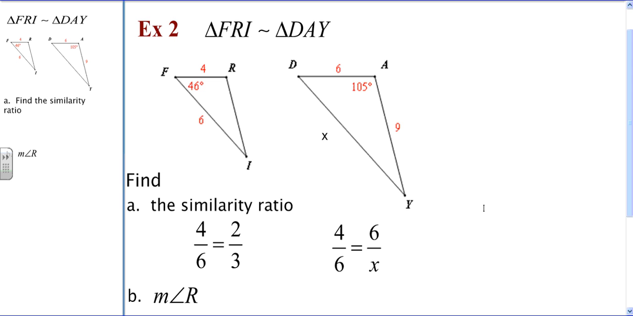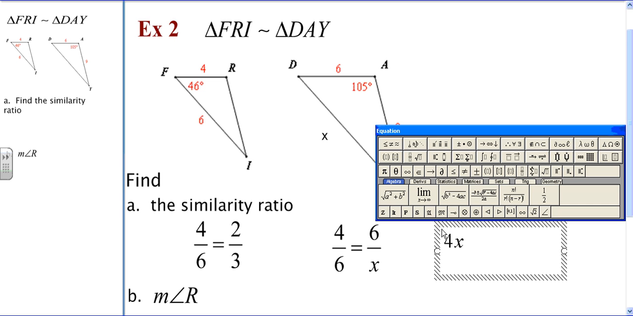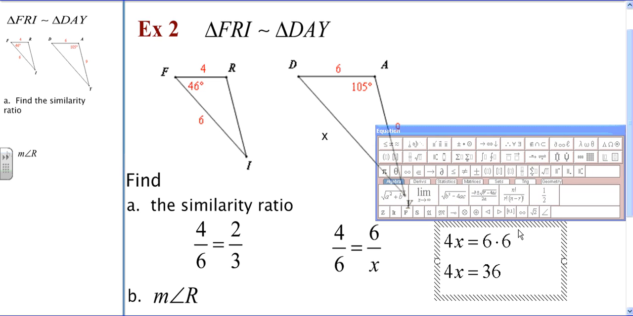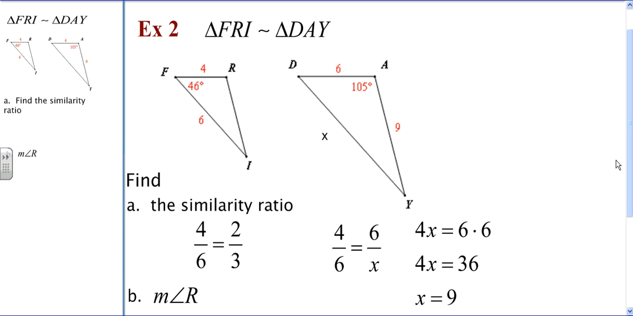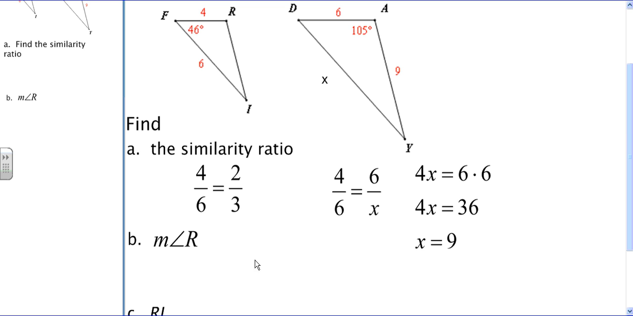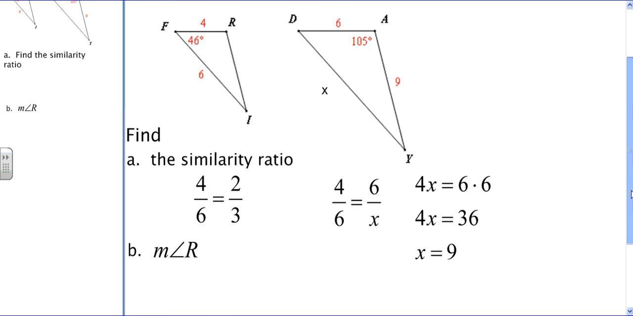So then I would make the statement that 4x is equal to 6 times 6, or 4x is equal to 36. And then if I divided both sides by 4, I would get x is equal to 9. So we use that ratio to set up a proportion, and then we solve the proportion by cross multiplying. Okay, so let's do another example.